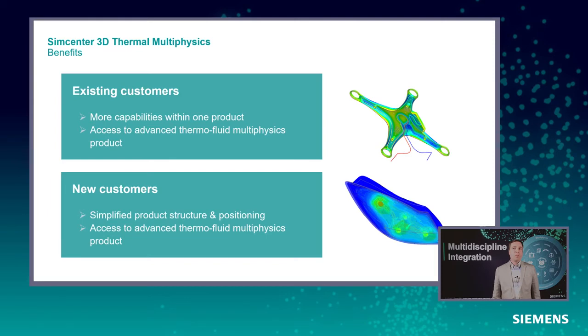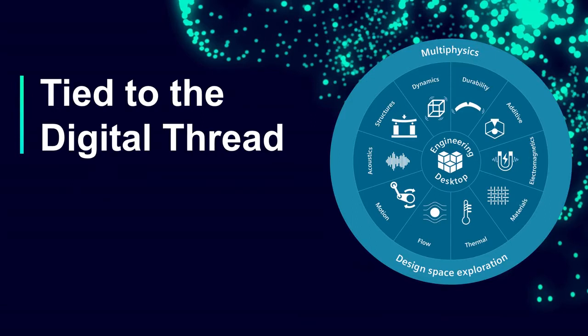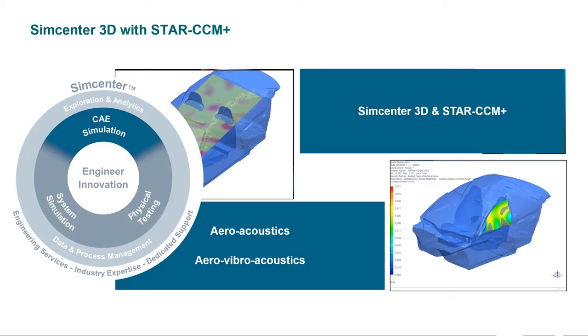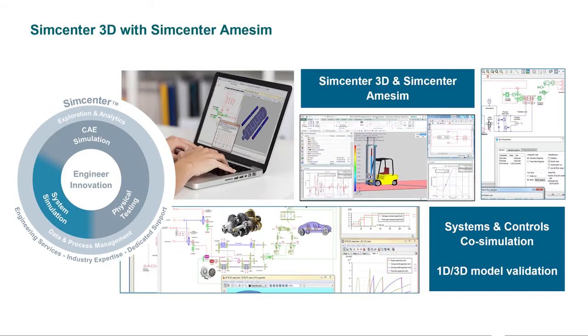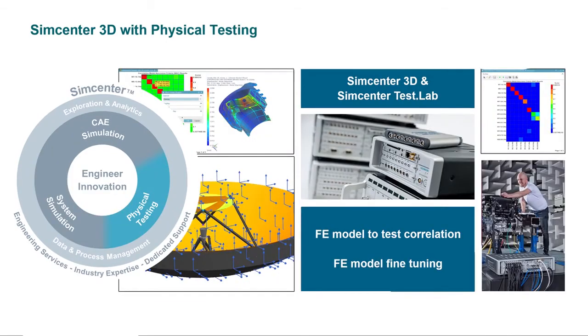Moving to the new thermal multiphysics product is beneficial because you'll be able to access more capabilities from just one product module without having to know if you have all of the necessary modules needed for your application. This results in a simplified product structure, and you gain immediate access to the full breadth of advanced thermal fluid multiphysics simulation capabilities. As part of the Simcenter portfolio of simulation tools, Simcenter 3D integrates with the digital thread that spans 3D simulation, 1D simulation, and testing solutions.